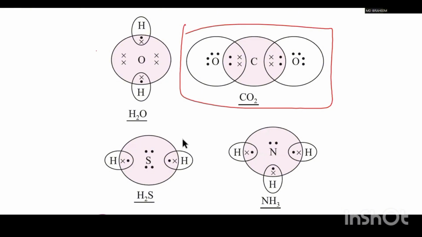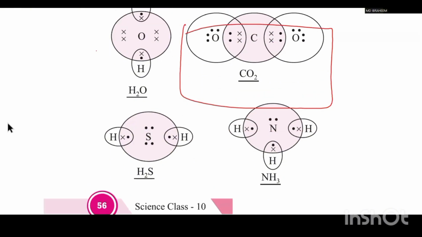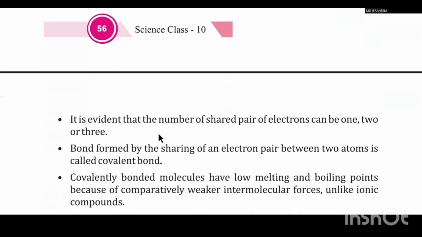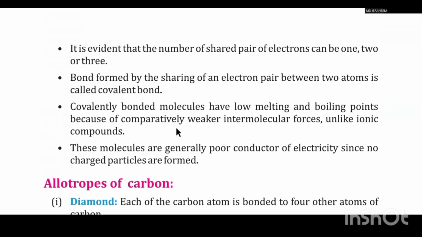Okay. Now, moving to the next point. Before that, let me erase it. Moving to the next point, this key point you must memorize, my dear students. I already explained all these points, but before going ahead, it's my responsibility to make it crystal clear to you. The first point we discussed is that the number of shared pairs of electrons can be 1, 2, or 3. It means if the number of shared pairs of electrons is 1, there will be a single covalent bond. If it is 2, there will be a double covalent bond. If it is 3, there will be a triple covalent bond.